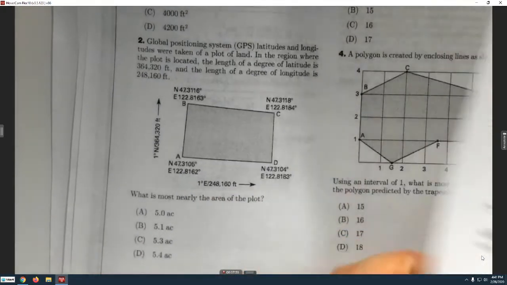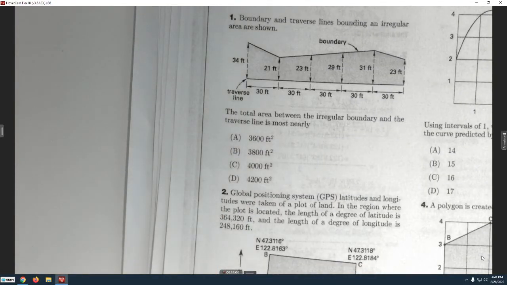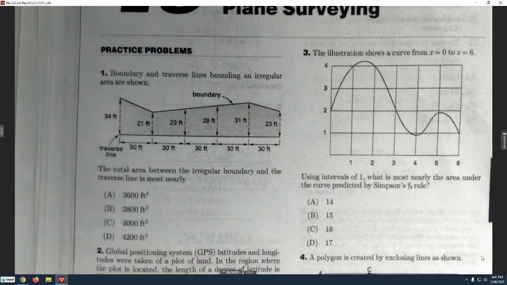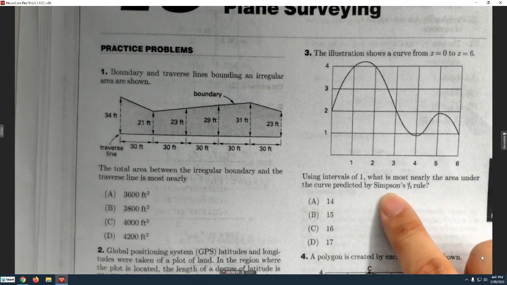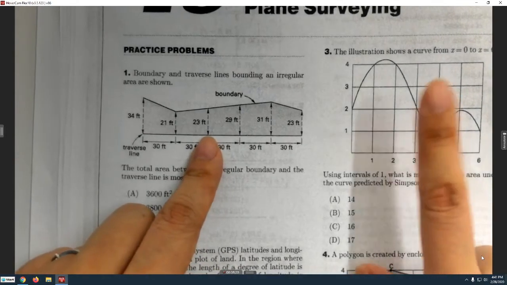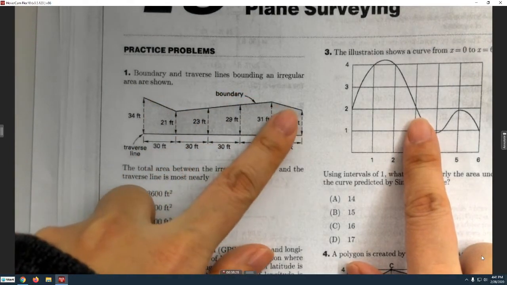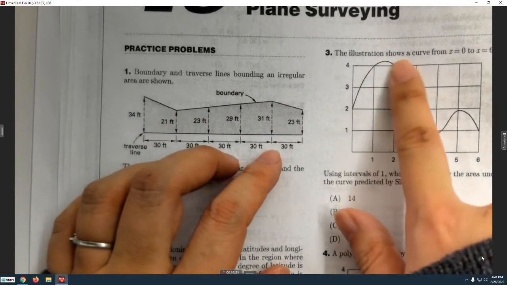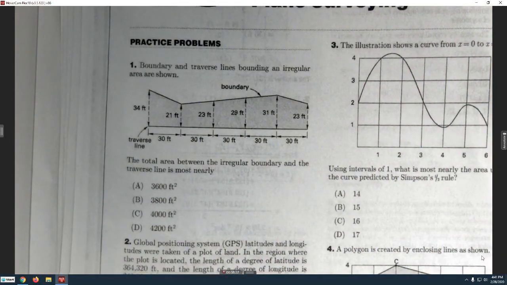Okay. Now next one. This one is this curve, and using an interval of 1, what is the most nearly the area under the curve predicted by Simpson's 1/3 rule? Again, this one asks for area. The difference between this one and the previous one is that there the boundary line should be a set of straight lines. Here it's not straight lines. When it's irregular or a parabolic curve like this, you need to choose to use Simpson's 1/3 rule.